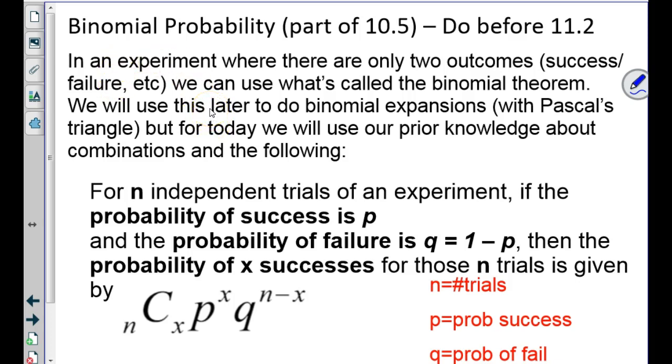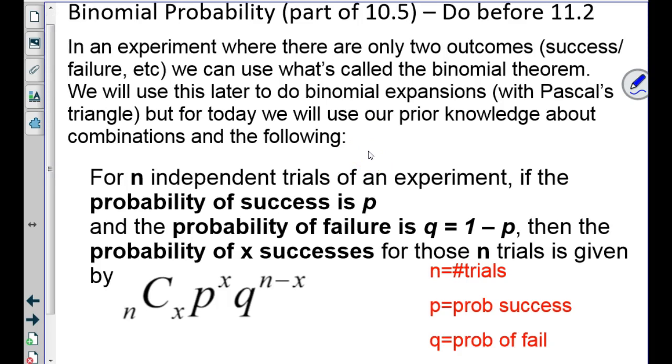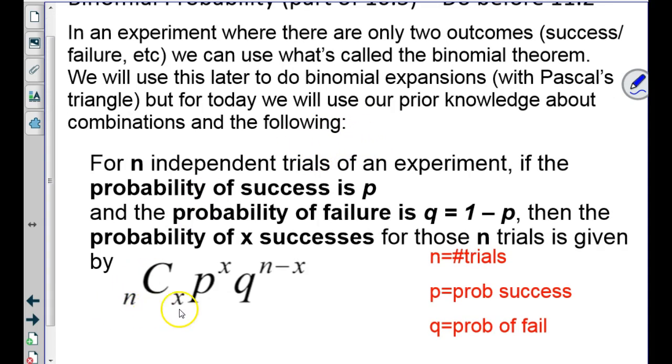We're going to use what's called the binomial theorem, and we'll use it later to do Pascal's triangle, but for today we're just going to use it to do probability questions. It uses combinations. Remember we talked about combinations yesterday. So it says for n independent trials of an experiment, if the probability of success is p, then the probability of failure would be 1 minus p. Does that make sense to everybody? If you have a 30% chance of success, you have a 70% chance of failure, right?